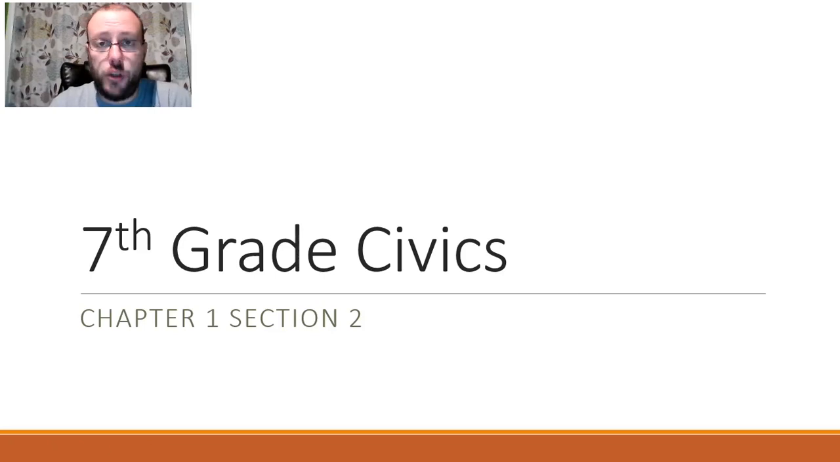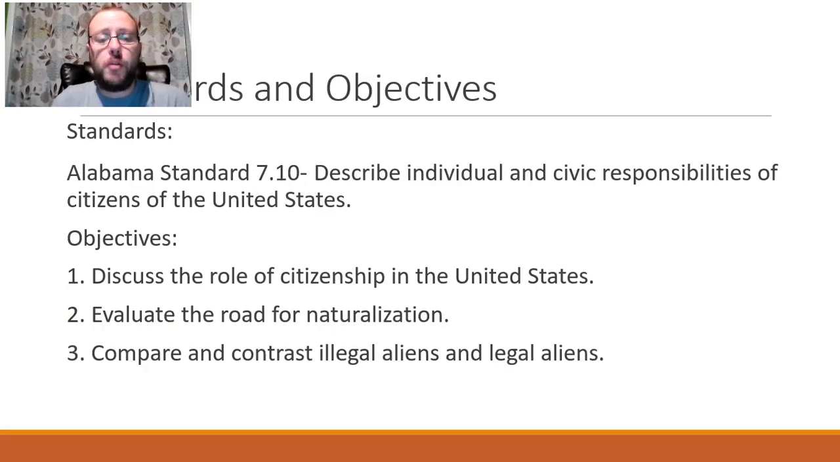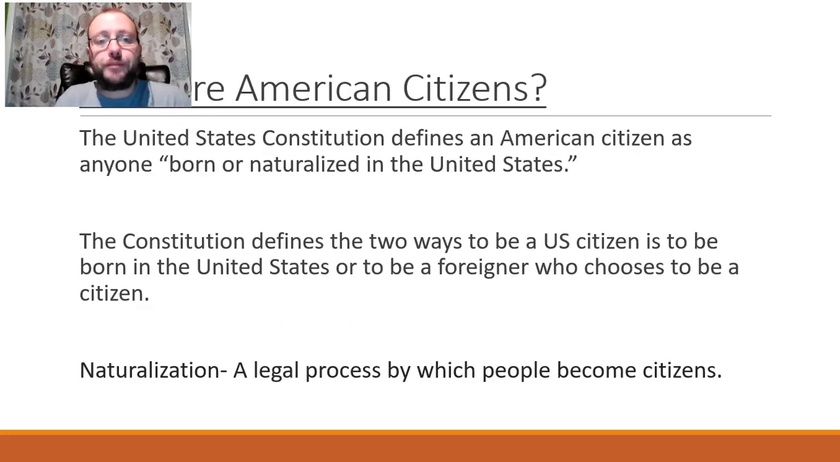So now we're in section 2 for civics. Let's go ahead and get started. This section is going to discuss citizenship: the role citizenship has in the United States, evaluating the road to naturalization, and comparing and contrasting illegal aliens with legal aliens. We'll discuss the difference between the two.